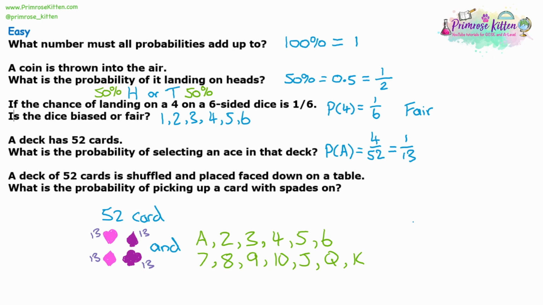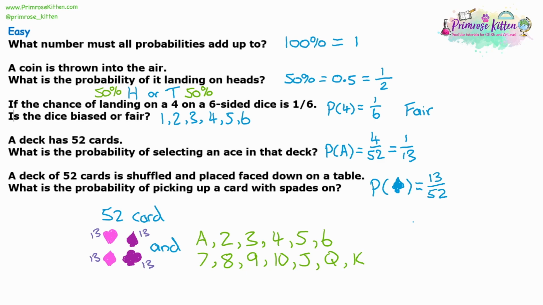A deck of 52 cards is shuffled and placed face down on a table. What is the probability of picking up a card with spades on it? So we want the probability of getting a spade. So we'll draw a little spade symbol best I can. And how many spade cards are there? Well, we have the ace, the 2, 3, 4, 5, 6, 7, 8, 9, 10, the jack, the queen, the king. That's 13 different cards with spades on them out of 52 cards total.